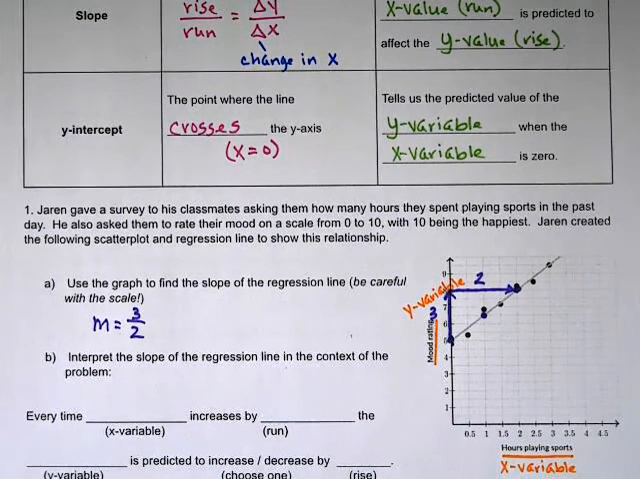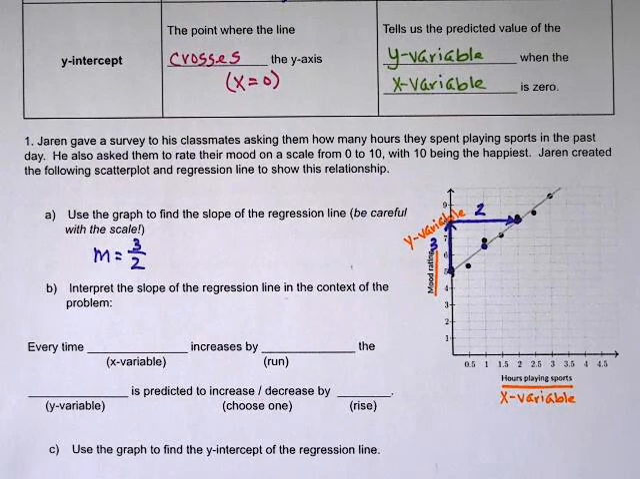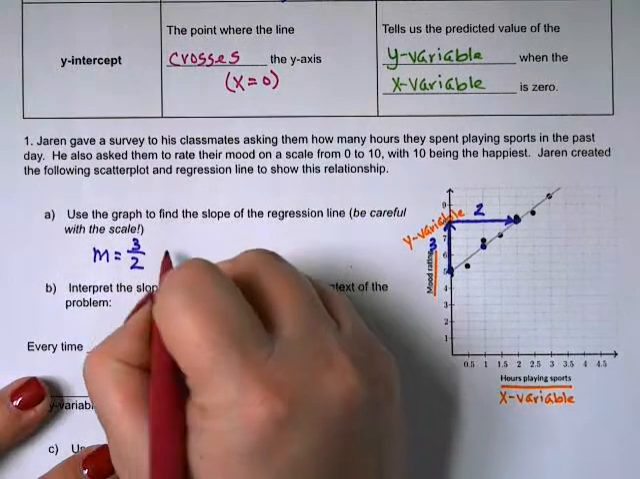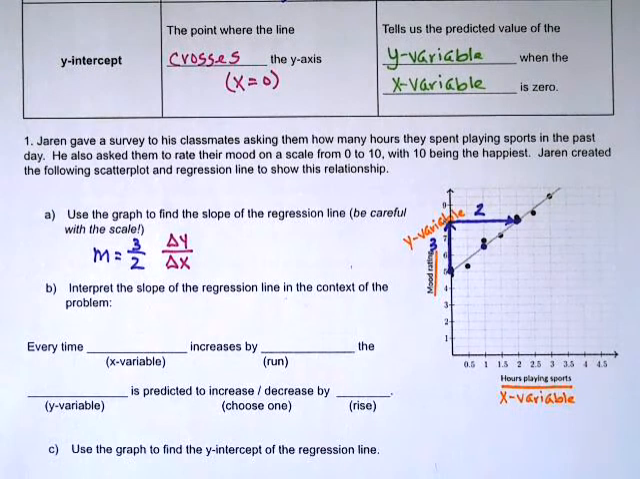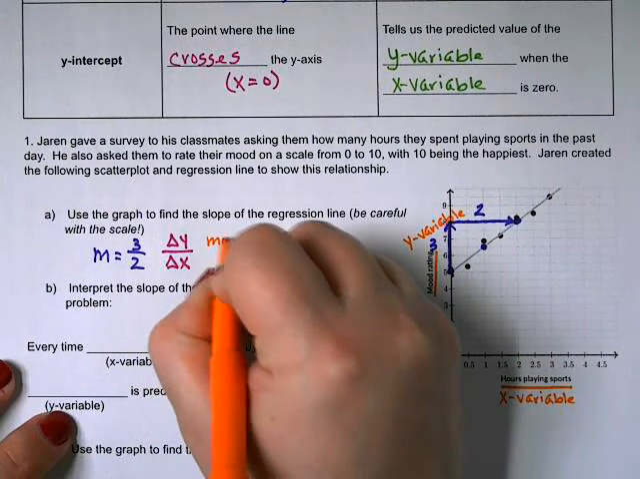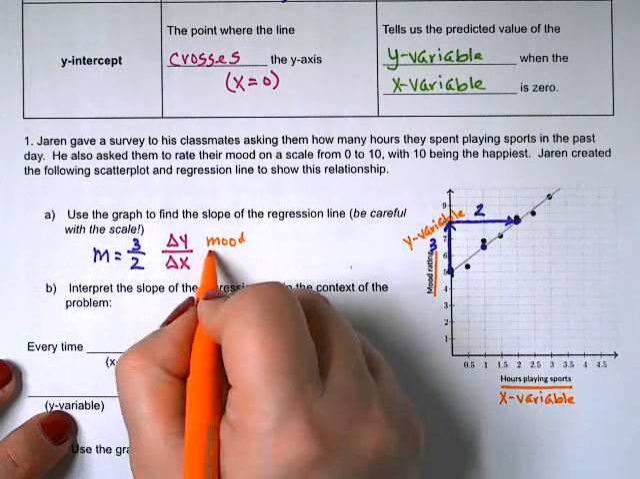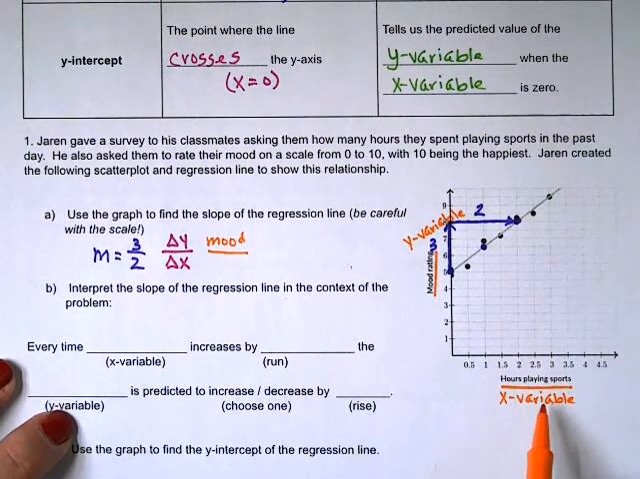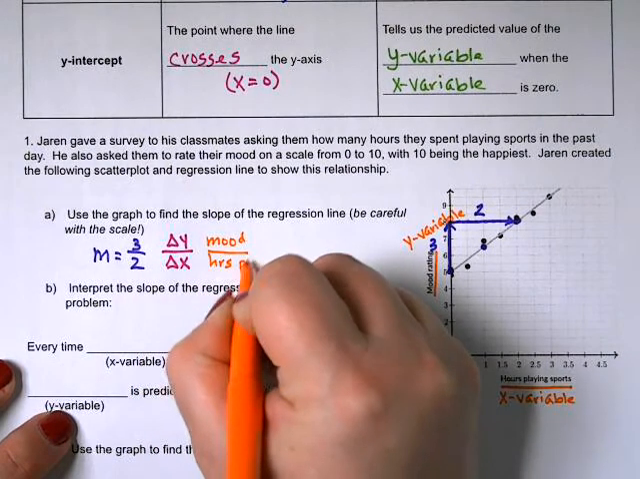So now it says interpret the slope of the regression line in the context of the problem. So really quickly, I want to remind ourselves that we said slope is the change in y over the change in x. So if we think about what these variables are, that's going to help us a little bit. So the y variable is the mood rating, which means this 3 is going to have something to do with our mood. And then the x variable is the hours playing sports. So this 2 has something to do with the hours playing sports.